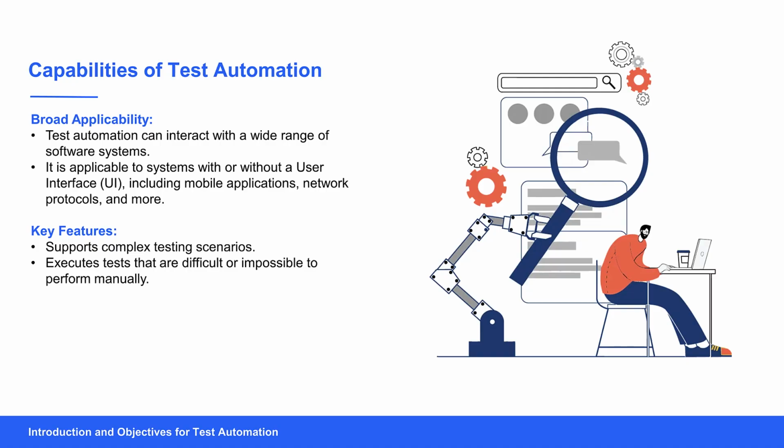What's more, it can do things that are practically impossible with manual testing, like simulating real-time responses, conducting remote testing, or even running parallel tests across multiple environments. In other words, automation can extend your testing reach far beyond what's possible with manual methods.